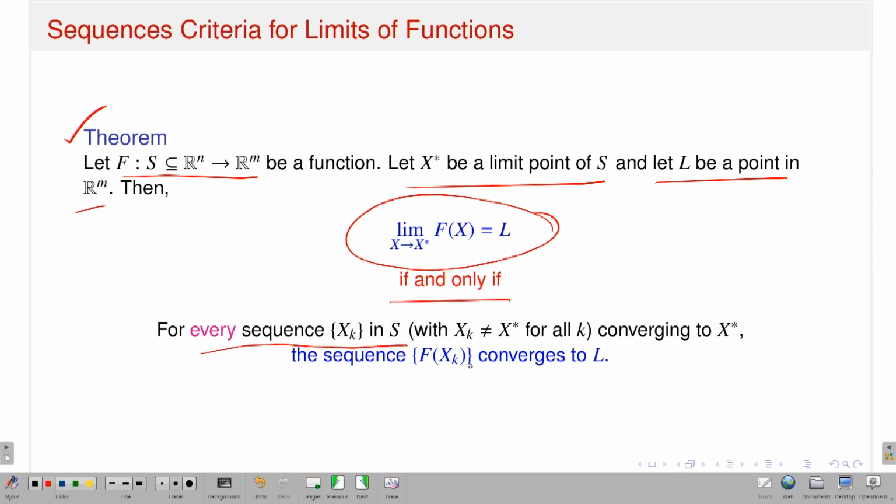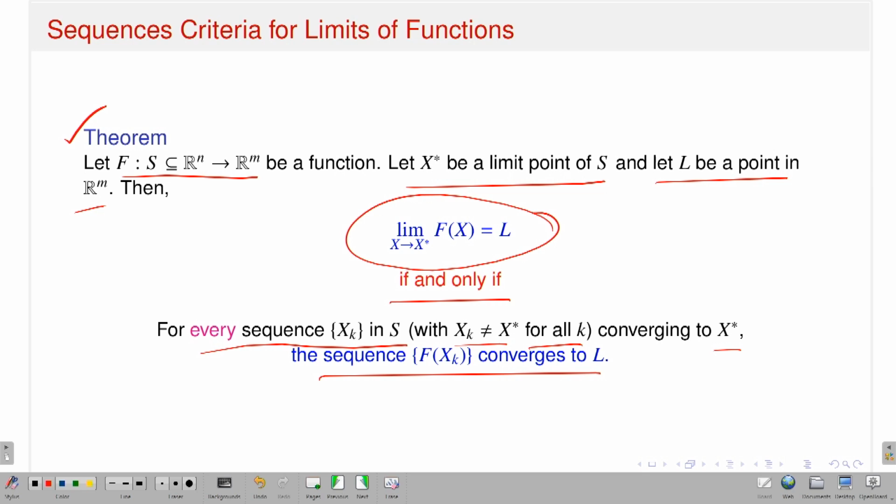capital Xk in S, but just note that Xk is not equal to x star for all k. I mean it should not be a sequence like x star, x star, x star. So if I have every sequence Xk converging to x star, then the corresponding sequence f of Xk should converge to L. So if I want to check the existence of the limit of capital F at some point x star, whatever sequence converges to x star, the corresponding sequence of values, that means f of xk, should also converge to the same limit.